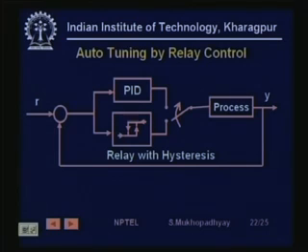In such a case, there is a nice procedure which says to set up the control loop like this. You have the normal PID controller and you have a relay with hysteresis here. So what does it mean?